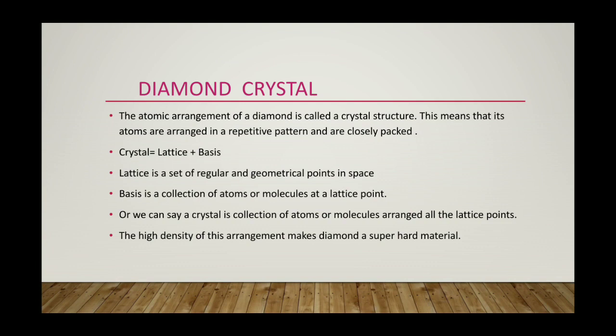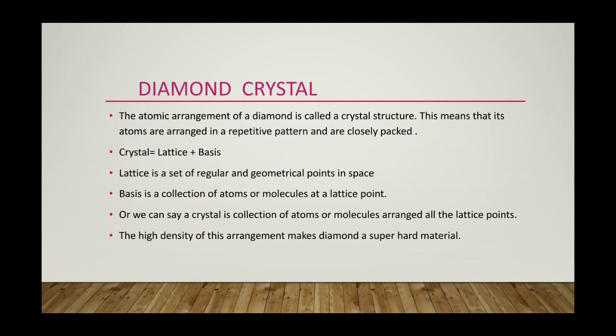Diamond crystal. The atomic arrangement of a diamond is called a crystal structure. This means that its atoms are arranged in a repetitive pattern and are closely packed. A crystal is the sum of lattice and basis. A lattice is a set of regular and geometrical points in space. A basis is a collection of atoms or molecules at a lattice point. Or we can say a crystal is a collection of atoms or molecules arranged at all the lattice points.